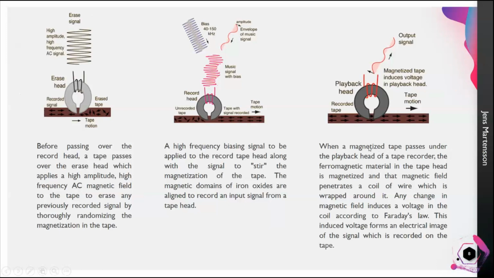So when the magnetized tape passes under the playback head of a tape recorder, the ferromagnetic material in the tape will be magnetized, and that magnetic field will penetrate the coil of wire which is wrapped around it. So any change in the magnetic field will induce a voltage in the coil based on Faraday's law. And this induced voltage will form an electrical image of the signal which was recorded on the tape.